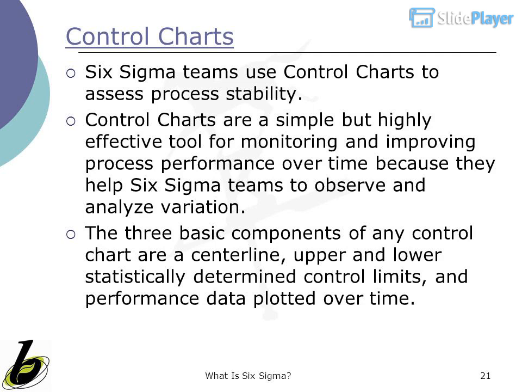The three basic components of any control chart are a centerline, upper and lower statistically determined control limits, and performance data plotted over time.